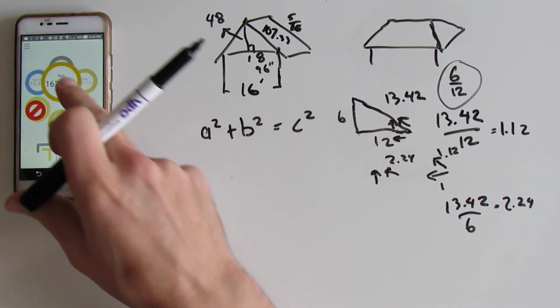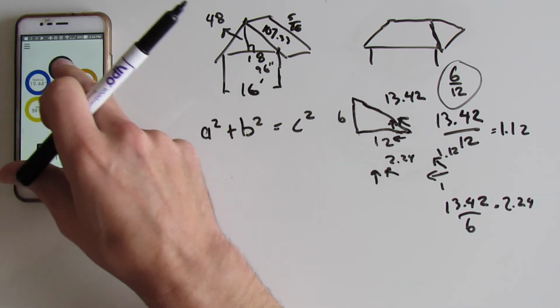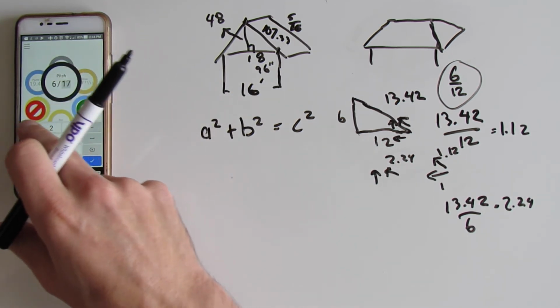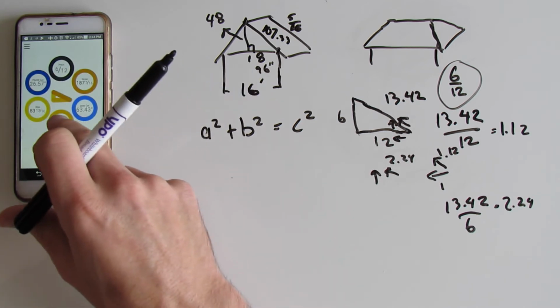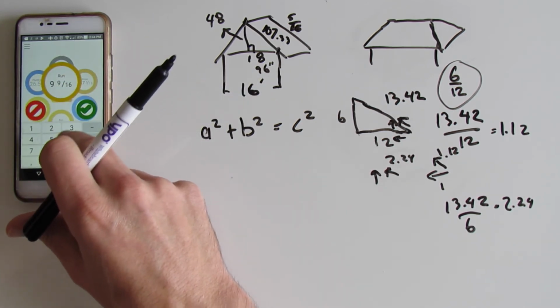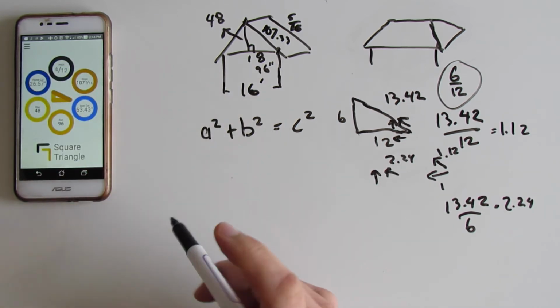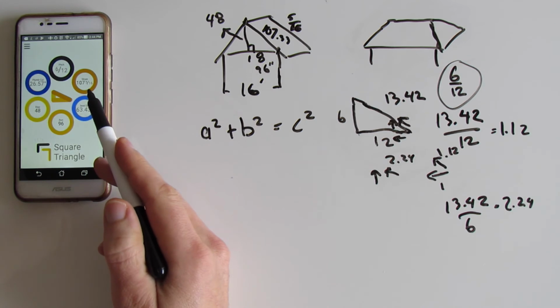Okay, so here, we're going to set the pitch to 6/12, and we're going to set the run to 96, and that tells us that we're at 107 5/16.